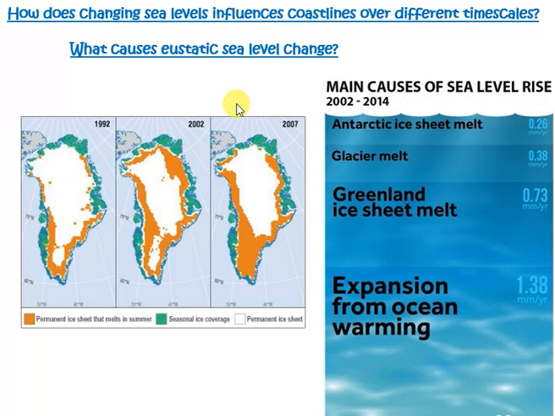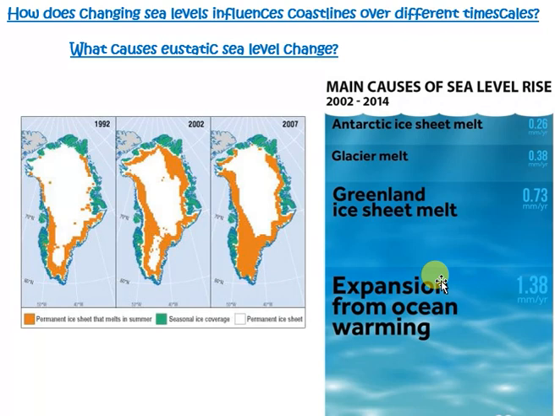So what causes eustatic sea level change globally? There's a list just here on the right hand side. The main one, the most significant one, at 1.38 millimetres a year, is called thermal expansion. That is the most significant cause of eustatic sea level rise: thermal expansion of the oceans. Yeah, you need to write that.